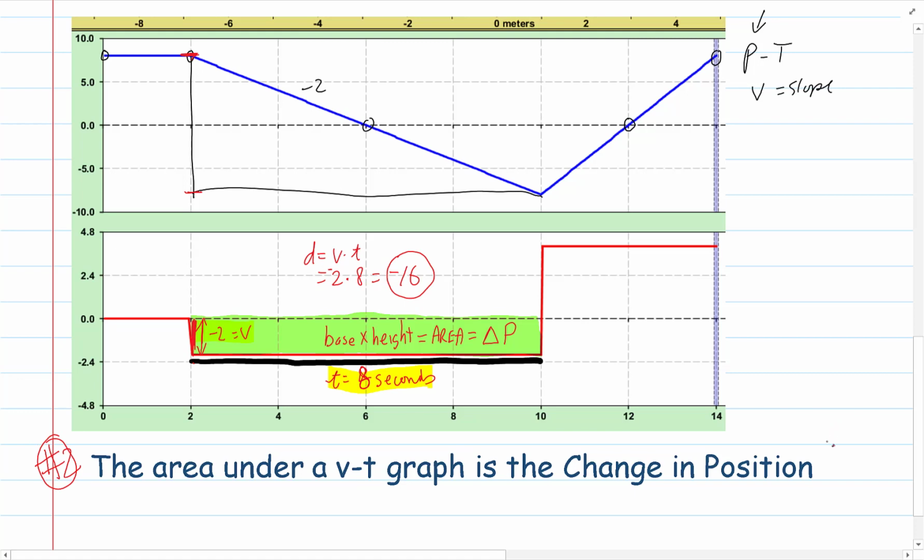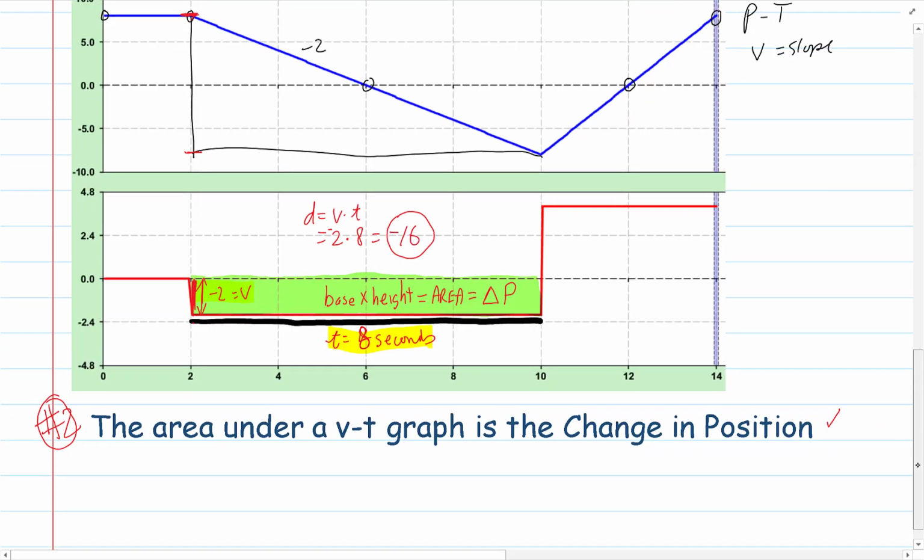Now, it's really, really cool that this rule gives us the formula, oops, wrong one, it gives us d is equal to velocity times time. Base times height. Actually, this is going to be height times base. Height of the graph times the base of the graph. Okay, really cool.